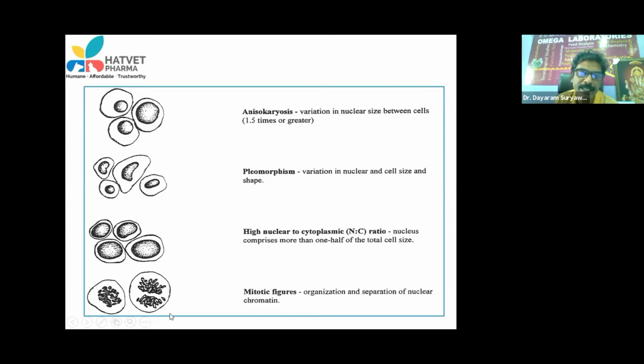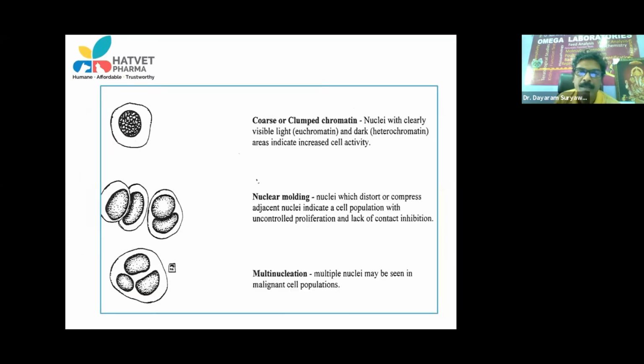Sometimes we get mitotic figures. Mitotic figures mean the cells are actively multiplying, and they can show chromosome-like structures; they are more embryonal types of cells. Then coarse clumped chromatin can be present in the malignant cells.